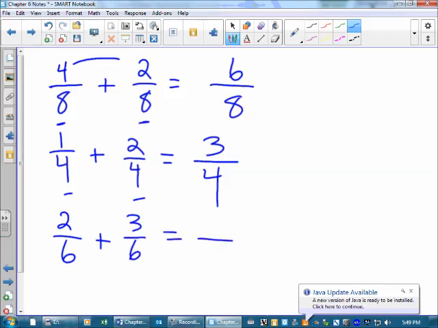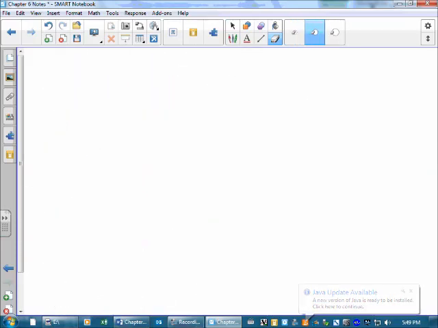Okay, what's our denominator? 6. It stays the same. Nothing changes, right? And you add the 2 and the 3, that gives you 5. 5/6. Okay, now if you're subtracting, it works the exact same way.